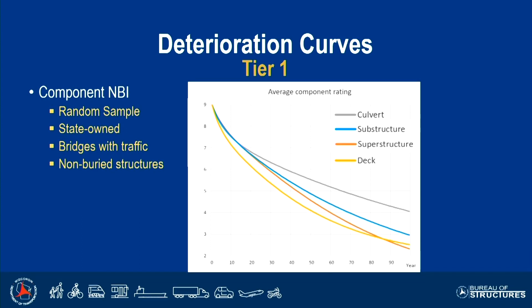Early on, if you remember that number before of like 2 million NBI inspections, that was a lot of inspection pairs. So we did do a random sampling of NBI inspections, but we did make sure it was state-owned bridges with traffic and non-buried structures. So kind of the more deteriorated structures that we were going after. So here's just a breakout of the deterioration of deck, super, sub, culvert.